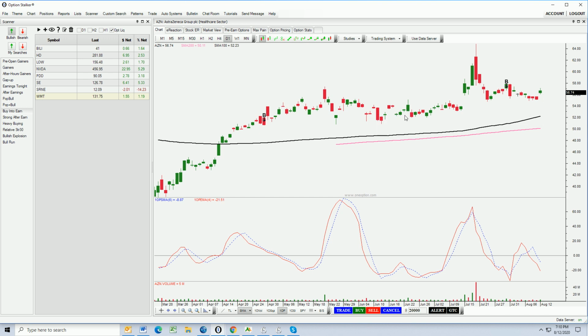Right here, you've got very, very tight compression. You've got that $52 level right there where the 100-day moving average comes in, along with 1, 2, 3 horizontal support points. Plus, we've got more horizontal support lines just above that price point. I like it. So again, that comes into play right around 52.23.